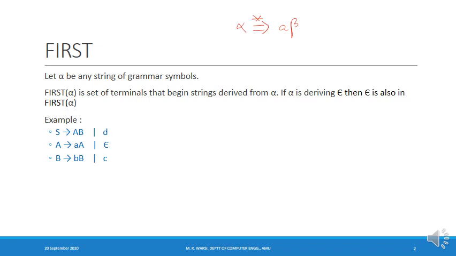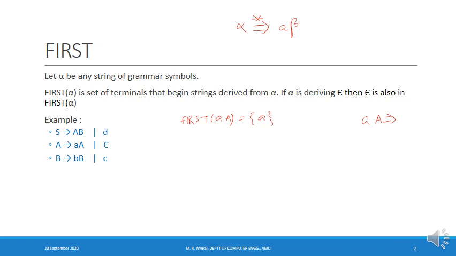Let's now calculate the first for an example. The example is shown over here. For this grammar, we'll calculate the first of various strings. Let's first talk about the first of the string small a capital A. Whatever string I derive from small a capital A will always begin with small a. So first of small a capital A will contain small a.